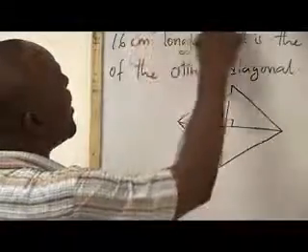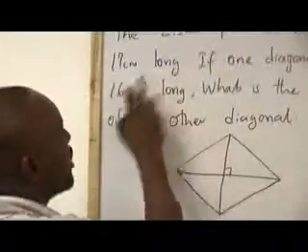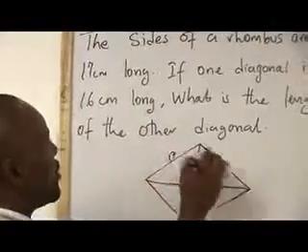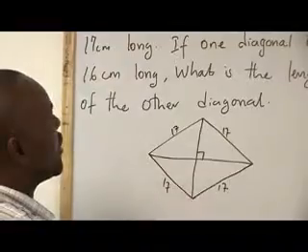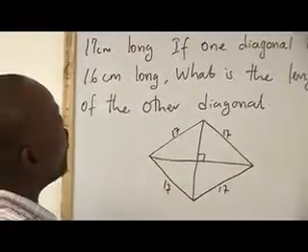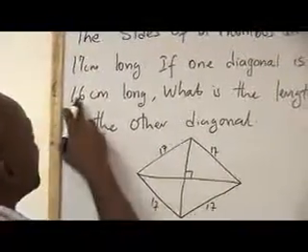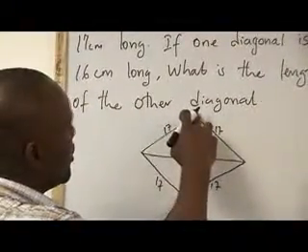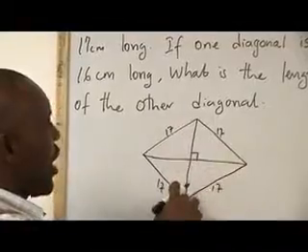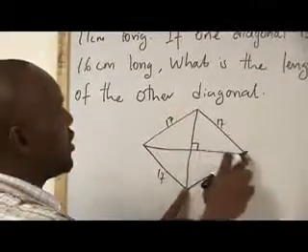We are told that the sides of a rhombus are 17 centimeters long. So this is 17, this is 17, this is 17, this is 17. And that the length of one diagonal is 16 centimeters long. If this is 16, that's the diagonal, we have to calculate the length of this other diagonal.